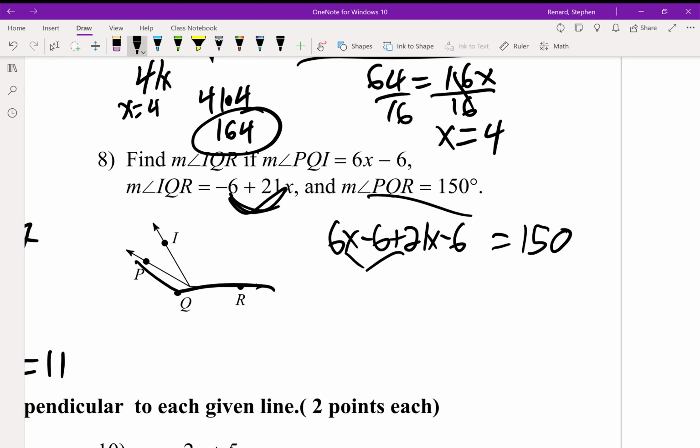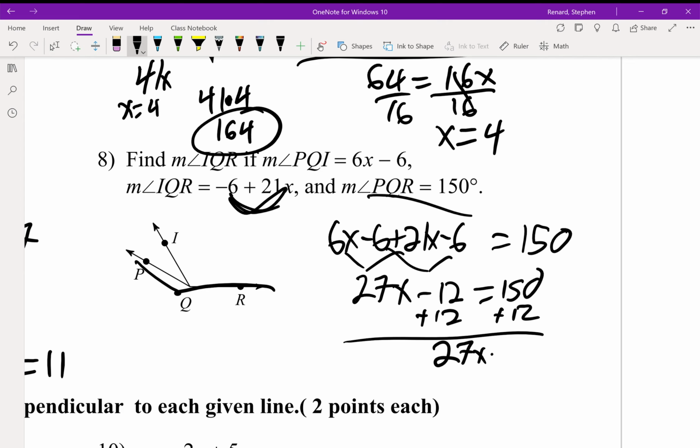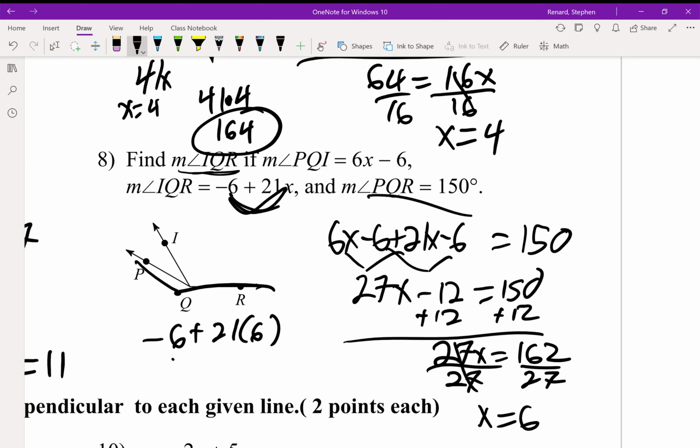So, 21x plus 6x, 27x, negative 6 minus 6, negative 12. We're going to add 12 to both sides. Get 27x equals 162. We are then going to divide both sides by 27, and we're going to get x equals 6. It's asking us to find IQR. We know IQR is negative 6 plus 21 times 6. That's negative 6 plus 126, or 120 degrees.